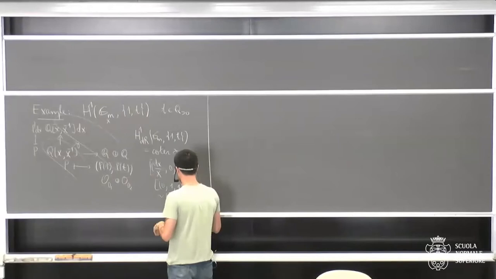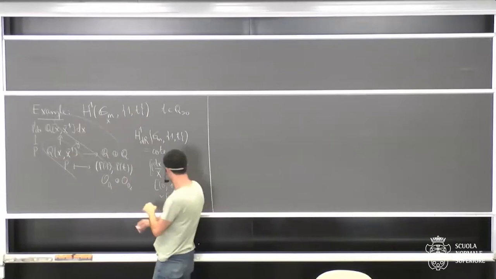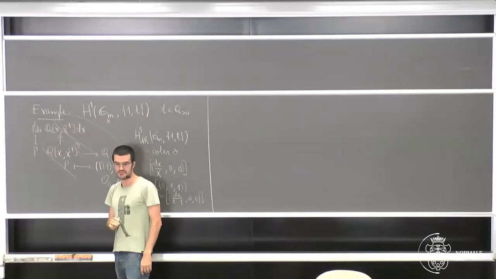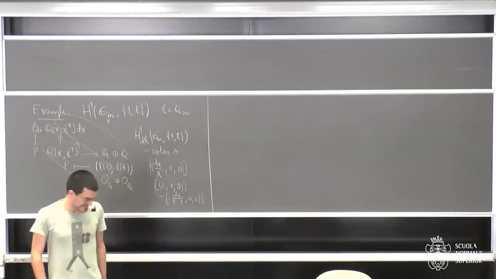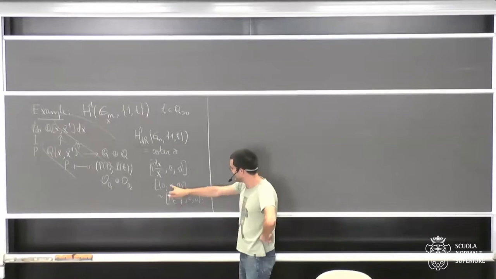I'm saying that this element is not in the image of the map, because if you map to zero here, it means it's a constant polynomial, and then it takes the same value on the two points. Sorry. Thank you. Yeah, and I'm still waking up. Yeah, this is what I wanted to say. And then you can show that this is the same class as this one.